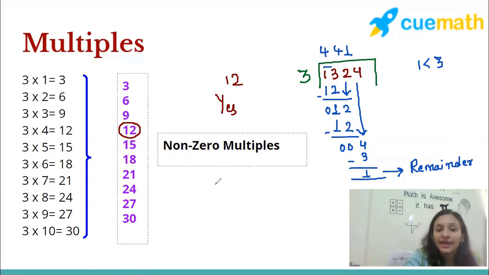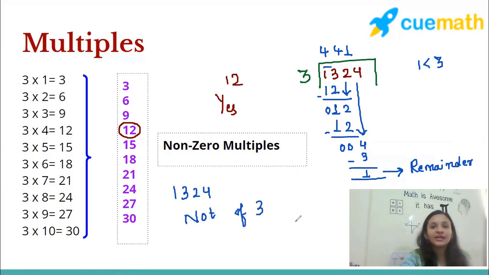So here we would say that 1324 is not a multiple of 3. It's not a multiple of 3. Why? Because on division we did not get the remainder as 0.